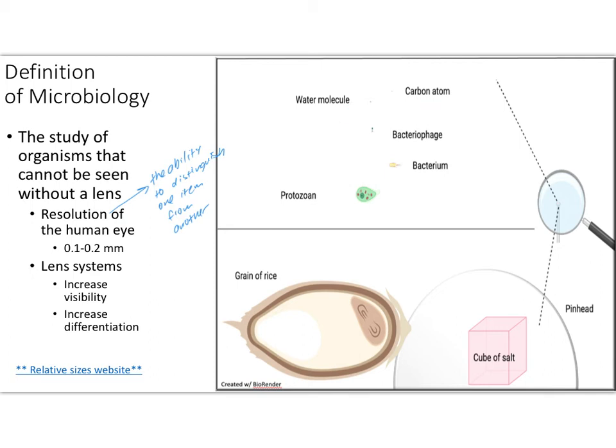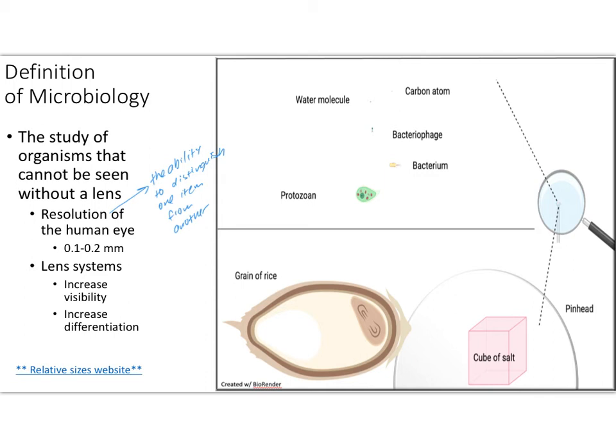and atoms. So I really recommend you check out this website because it really is going to help put in perspective how small the objects that we are talking about in microbiology actually are. So it'll help you understand that, on a pinhead, we might be able to fit 7 or 8 grains of salt or cubes of salt or sugar.